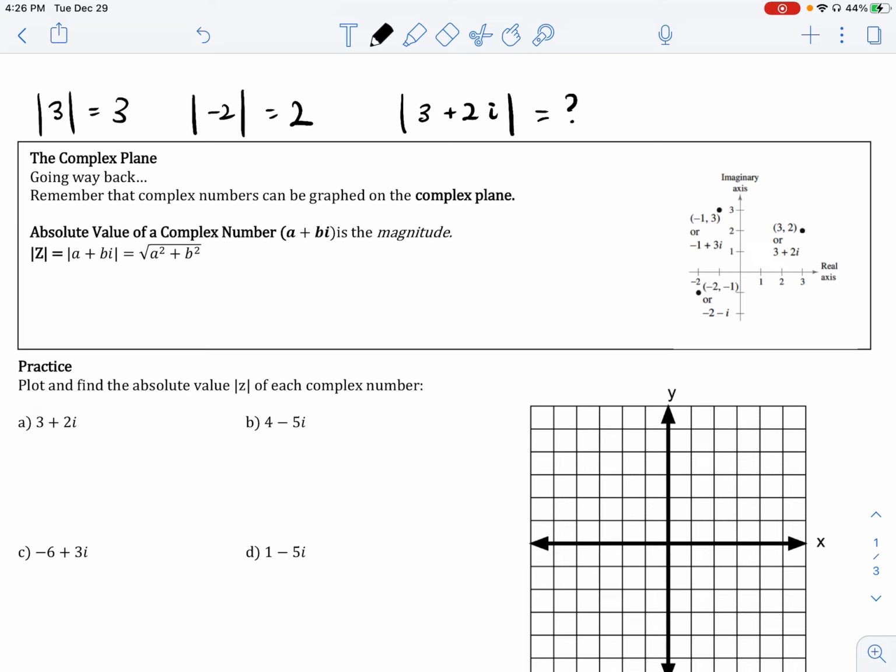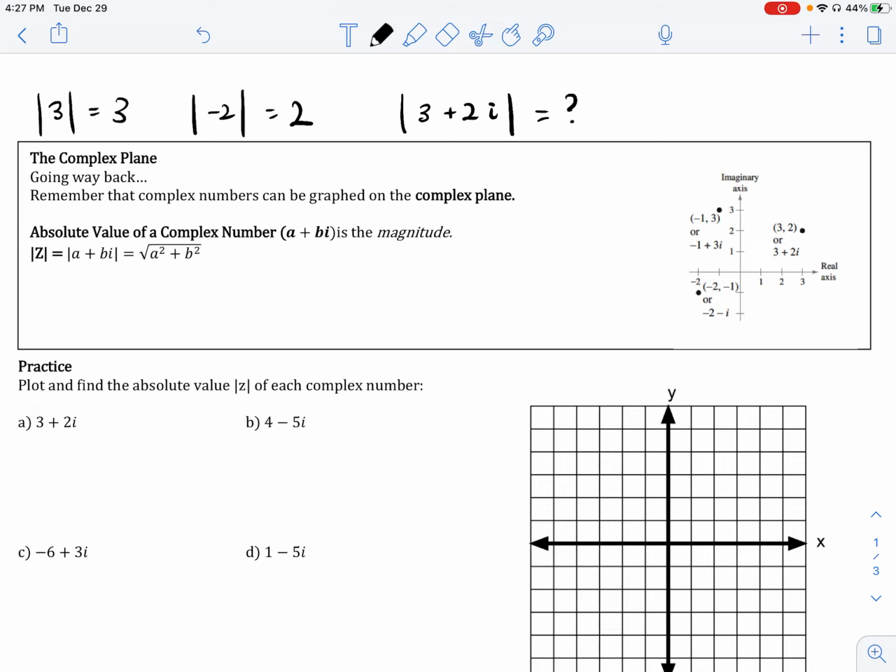And contrary to what a lot of people think, absolute value does not simply mean that we take the number and we make it positive. That's not what absolute value actually is. Absolute value is simply the measurement of that distance from the origin or from 0. So if we're looking at 3 plus 2i and we're trying to find its absolute value, we're really asking ourselves, how far is this complex number from the origin?